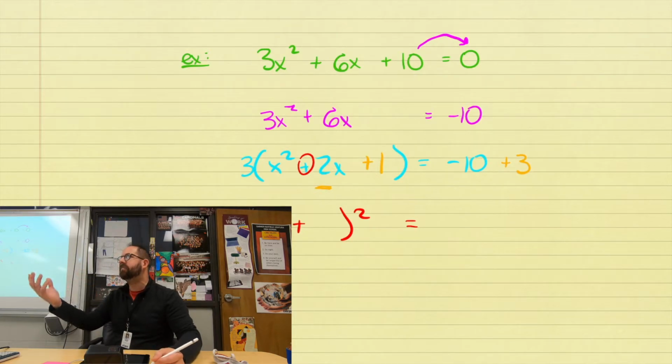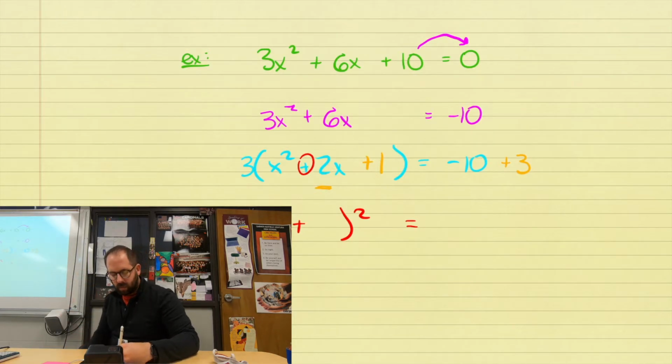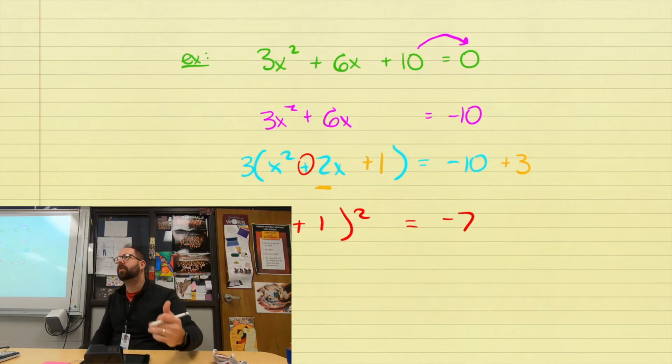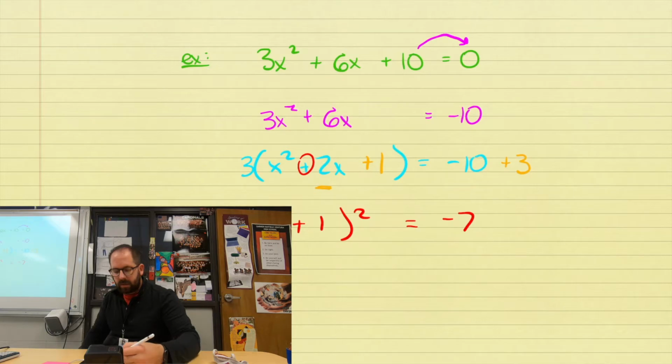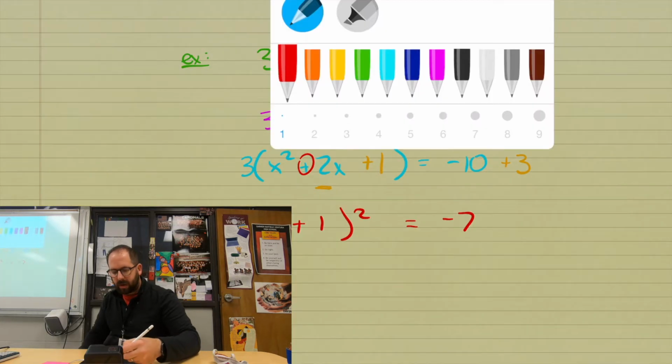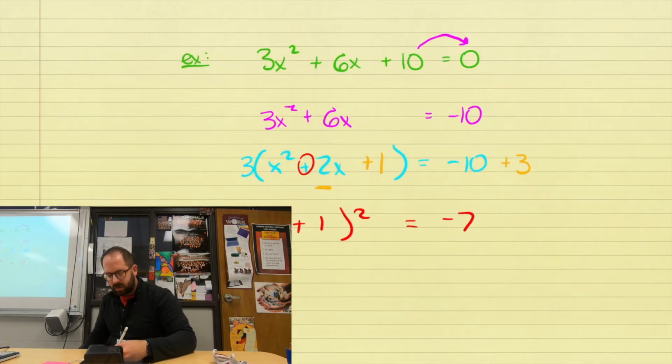And what is half the middle? 1. And on the other side, what do we have? A negative 7. That's the number on the other side. And now I can read off what my coordinate is. What is the opposite of those numbers?